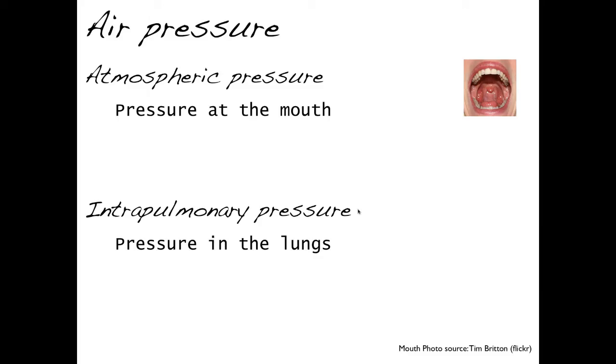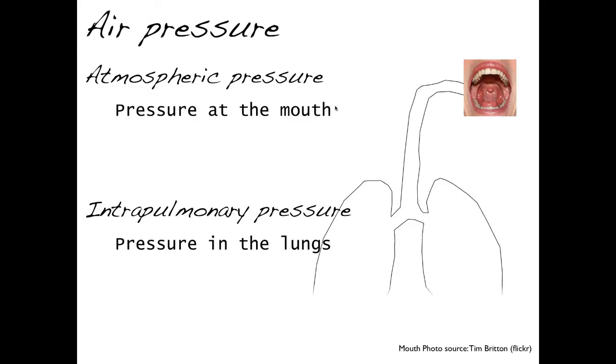If we look at air pressure, there's really two pressures we're concerned about when we talk about ventilation or breathing. The first is what we call atmospheric pressure, and this is the pressure at the mouth. The second pressure we're concerned about is the pressure in the lungs, and we call this intrapulmonary pressure, the pressure within the lungs. And the difference between these two is really going to determine airflow.